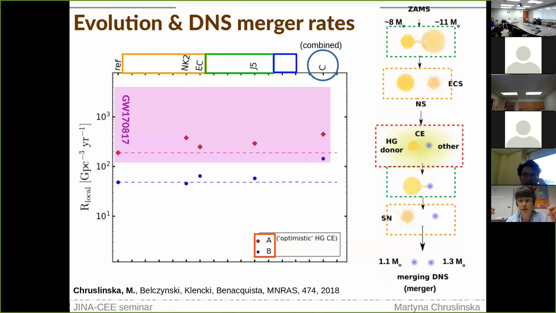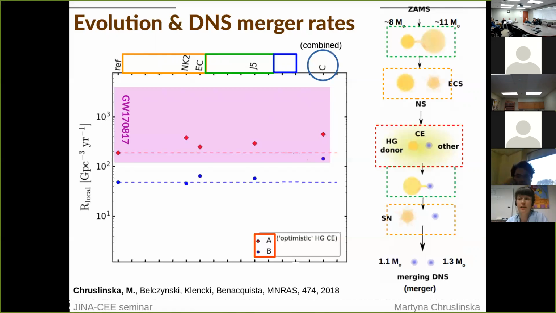So those two colors distinguish the assumption made about this controversial common envelope case that I just described. So in the red case, we allowed the common envelope in this case to proceed, while in the blue, we assumed that this phase always leads to merger. So the rates are higher in the red case, and you can see that it is quite important what we assume for the final estimate.